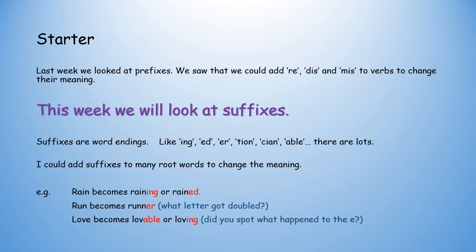Suffixes are word endings like ing, ed, shun, able. There are lots of them. I could add suffixes to many root words to change the meaning. So the root word rain becomes raining or rained. Run becomes runner. Did you notice what letter got doubled there? And love becomes lovable or loving. Again, did you spot what happened to the E?